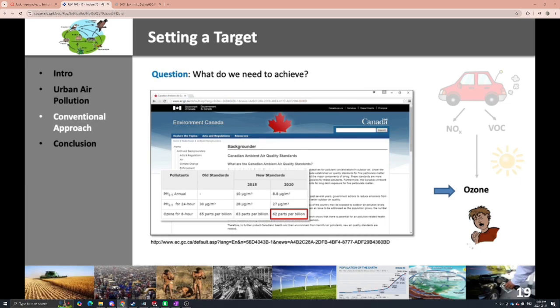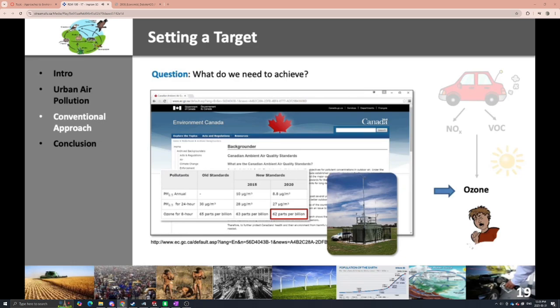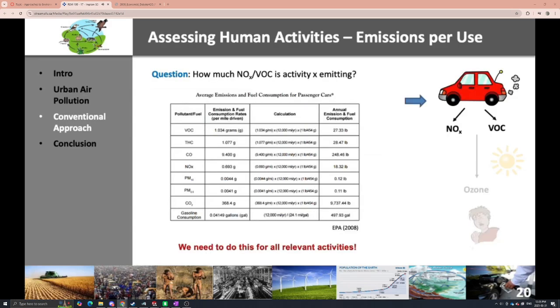Now, in addition to specifying the standard, one also needs to set up a monitoring network so that you can actually measure where you currently are and whether the efforts that you make are making a difference. The next step under this example of a conventional management approach to an environmental issue is to determine how much NOx and how many VOC emissions are associated with different human activities.